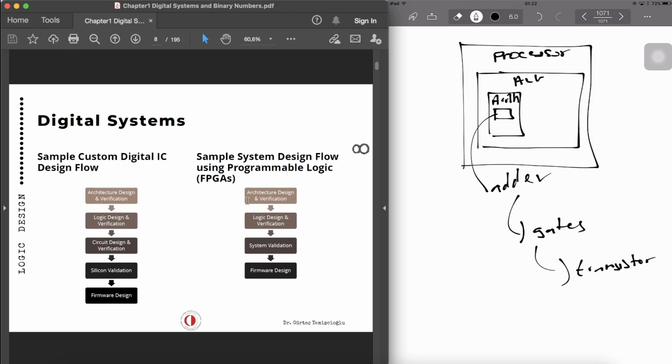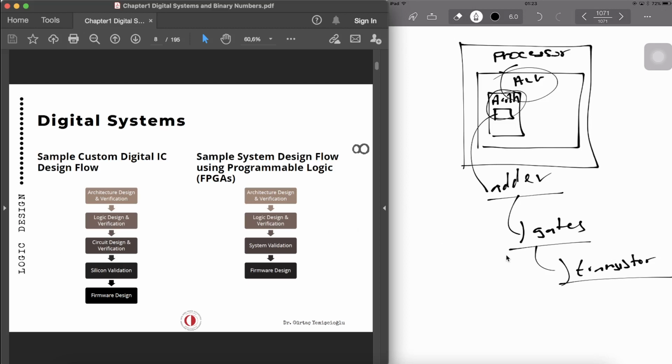Okay. Now, what we are interested in is not the transistors, but the adder, gates, arithmetic unit, and ALU. This is what we are going to consider in this course. Transistors are another course, 4th year VLSI design. So let's forget about that now.